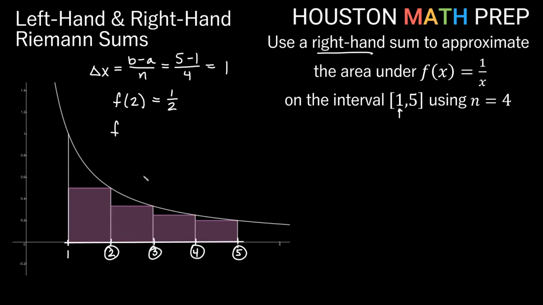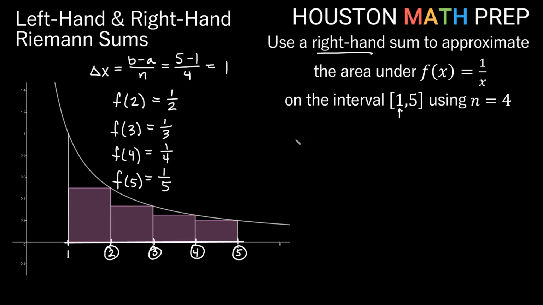Our next x value is 3, so f of 3 will give us the height of the second rectangle. If we plug 3 into our formula here, that gives us 1/3. You can probably see a pattern coming, right? The next x value is 4, so plugging in 4 would give us 1/4. And the height of the last rectangle would be plugging in 5, and so we'll get 1 over 5. Okay, so I took my right-hand x values for each rectangle, I plugged them into my formula, and that gave me the height for each rectangle.